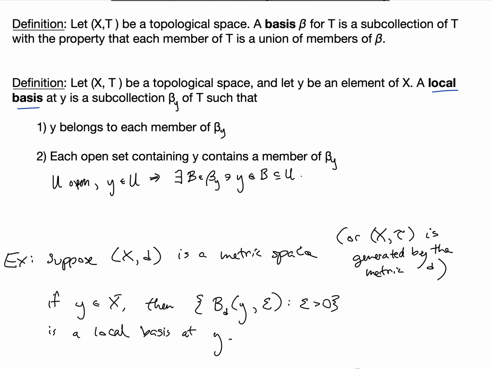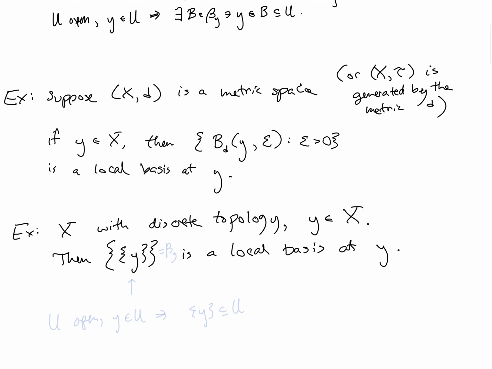As another example of a local basis, if we look at any set X with the discrete topology, that's where every subset of X is open, and let y be an element of X, then the collection consisting of a single set, the singleton set {y}, is also a local basis at y. If U is open and y is an element of U, then clearly the set containing y is a subset of U, and that is an element of this particular basis beta sub y.